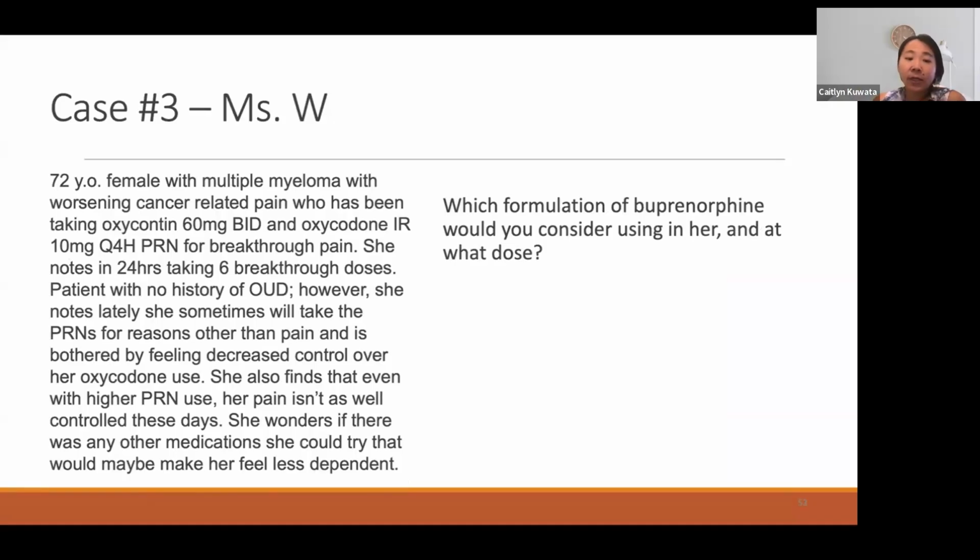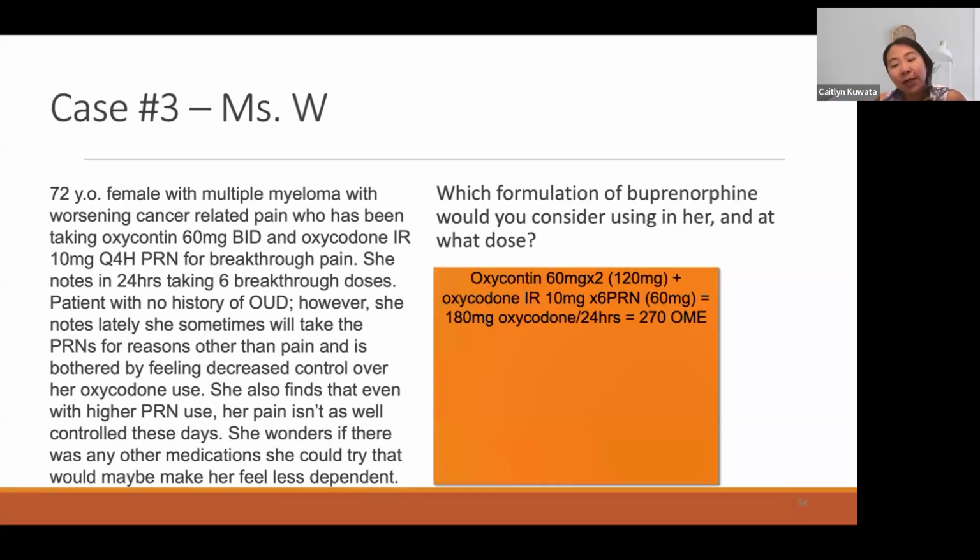So which formulations of buprenorphine could you consider using? And again, this is someone who's on much higher doses, right? OxyContin 60 milligrams twice a day and oxycodone IR 10 milligrams Q4 hours. So let's use a little bit of math to kind of give us some guidance. So first we want to know what her oral morphine equivalents are because that'll help us decide are low dose formulations realistic for her, or maybe we're going to be needing the higher dose formulations of buprenorphine.